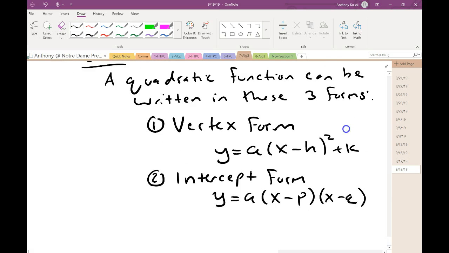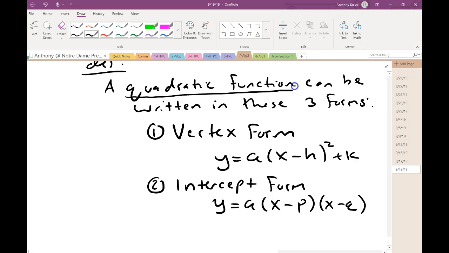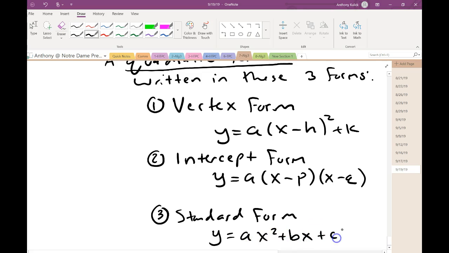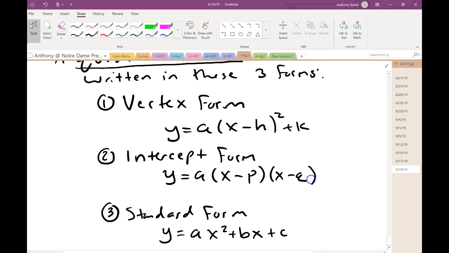So we say a quadratic function is an equation that can be written in any of these three forms. So we have vertex form, y equals the quantity x minus h quantity squared plus k. Intercept form, which is y equals a times x minus p times x minus q. And then standard form, which is ax squared plus bx plus c. In all of these three situations, we have the assumption that a is non-zero.